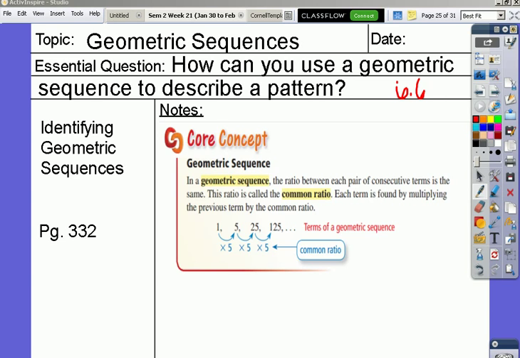So really, the trick is to just take the previous term and divide it by the one that precedes it. So 5 divided by 1 is 5, 25 divided by 5 is 5, 125 divided by 25 is 5, so the common ratio is 5. Any questions? That's really all there is to it.